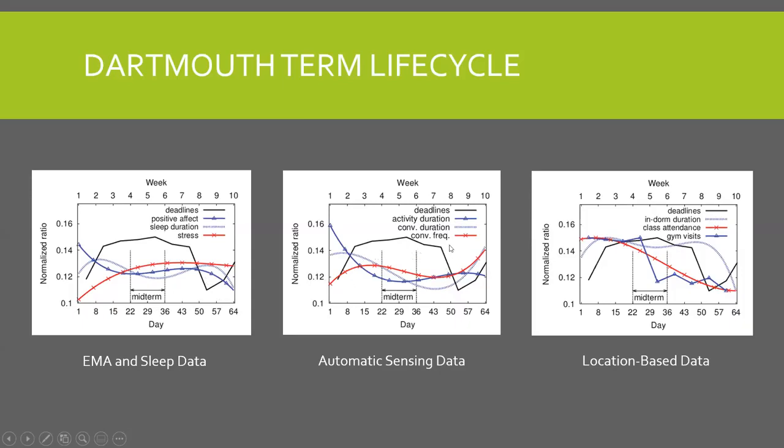And you can see the deadlines correlating with those. You also see the deadlines over here correlating with activity duration, conversation duration, and conversation frequency. Notice the conversation frequency starts to go up, as does the conversation duration, kind of towards the end of the semester here. And then over here, you got your location-based data. You'll notice that students are spending less and less time inside their dorms, and they're actually going to class less and less and less as you go through the semester.